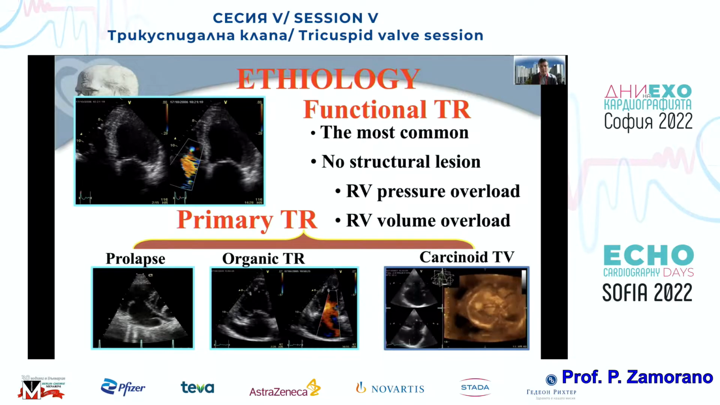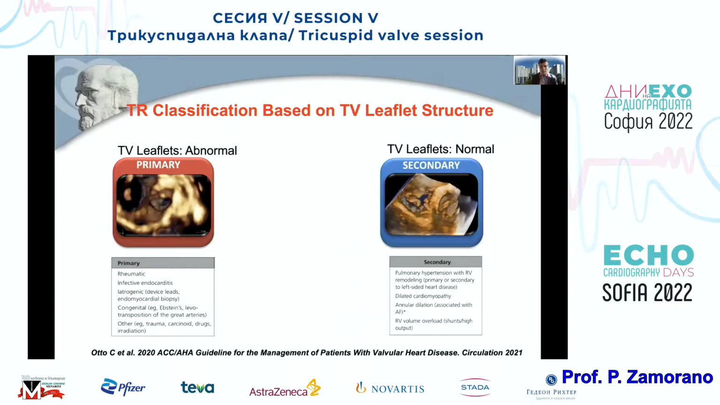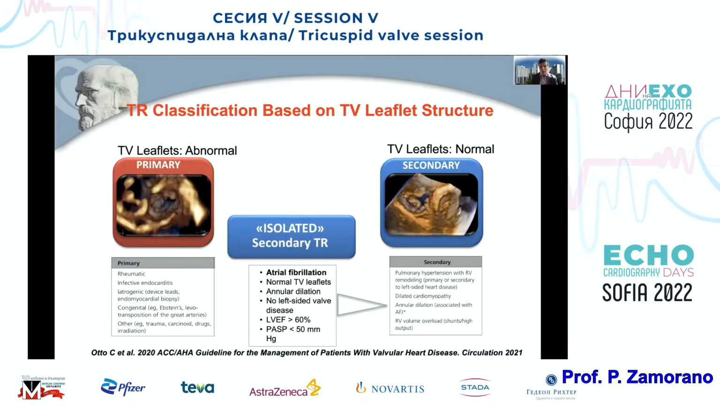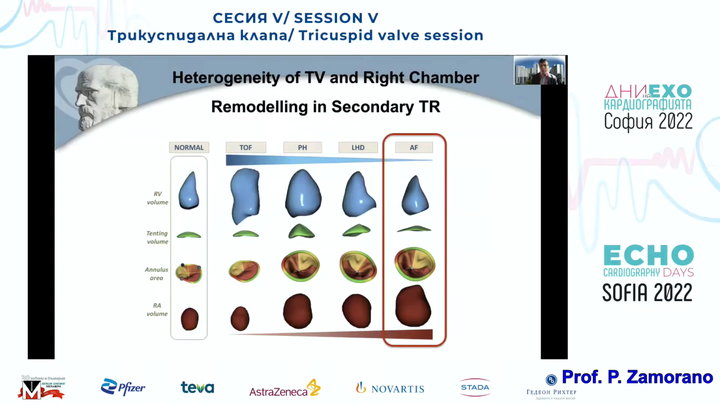But this is, I think, old-fashioned, because we need to move forward, and we recently published a paper in EuroIntervention showing a new approach, a new classification. If the classification is based on the TV leaflet structure, we can see primary when the TV leaflet is abnormal, or secondary when the tricuspid valve leaflets are normal. Often we have a mix of both, but I think that this is not enough to look at the valve.